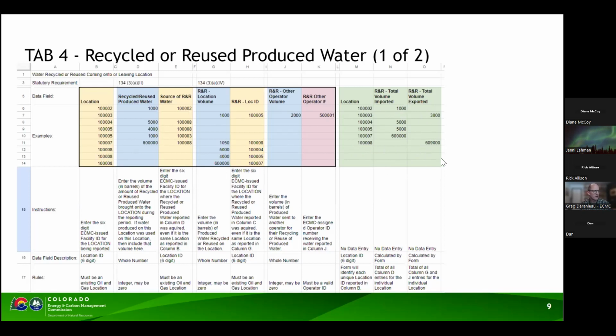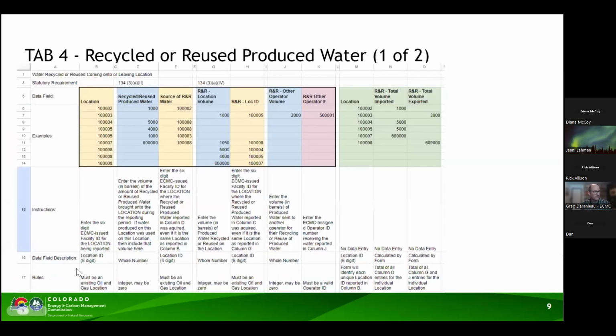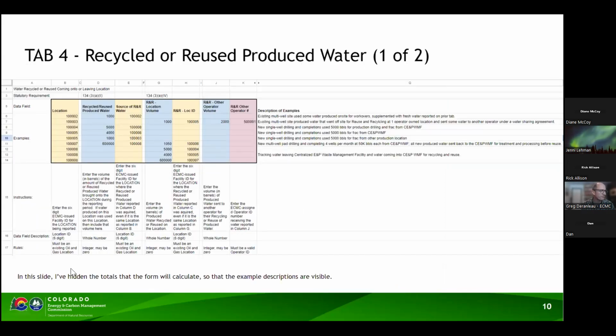So on this next slide, I took out the totals so that you could see the descriptions of those examples, so that the explanation for those is clear. So you may need to toggle back and forth between those as you look this over in order to understand how that's laid out.